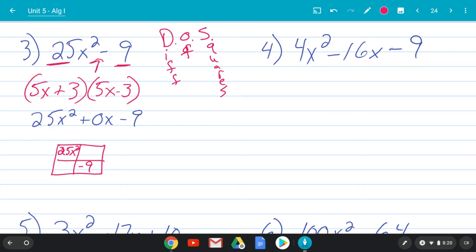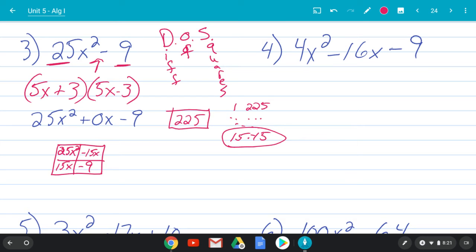Multiply. 9 times 25 is 225. Now I got to list all the factors of 225, but I'm going to skip down here. I hope you're okay with this. 1 times 225, and there's a whole bunch of them, and then 15 times 15. 15 squared is 225, right? So which of those come together to get me a 0 with opposite signs? 15s. One's got to be positive, one's got to be negative. So negative 15x, positive 15x.